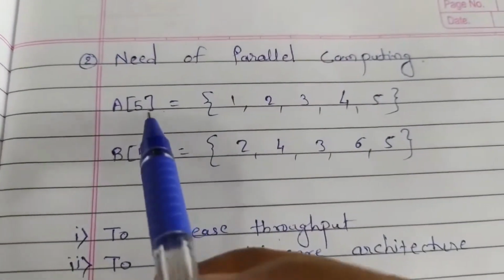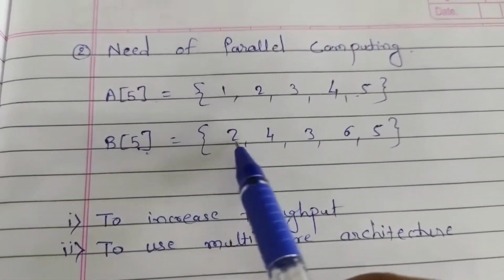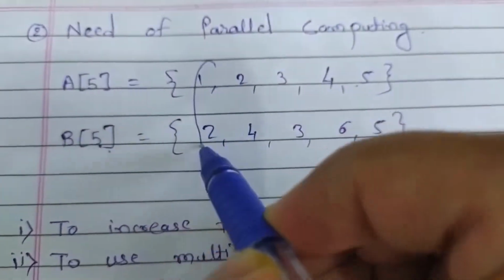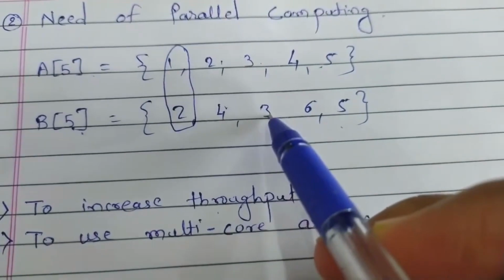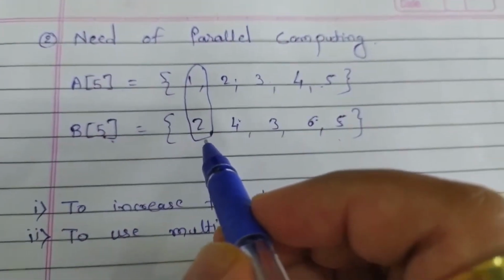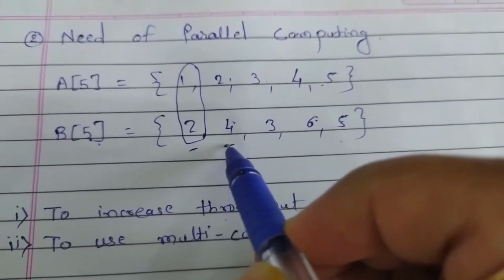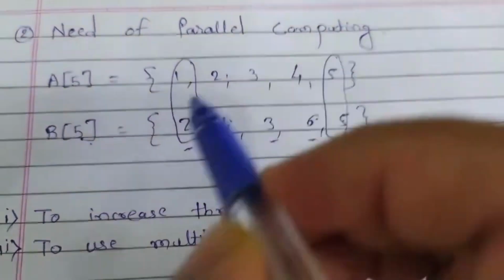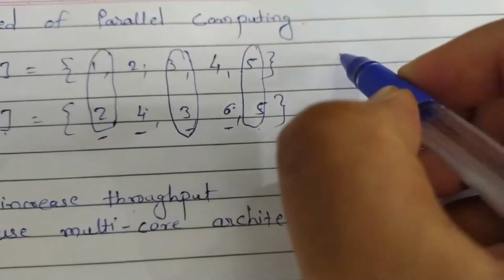Suppose we have to add two arrays. The first array has 5 elements, and the second array also has 5 elements. Now suppose we want to add these, so we add these 2, then these 2, then these 2, and these 2. Generally in programming we apply a for loop or any looping statement. So we will add this, then this, then this, then this, and then this. Suppose each addition takes 1 unit of time, so for these 5 additions we will require 5 units of time.